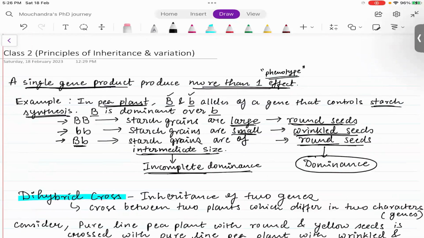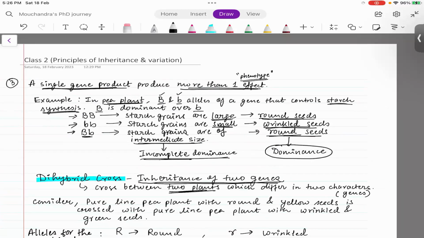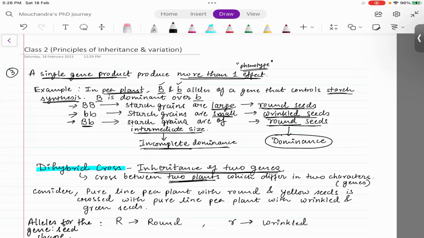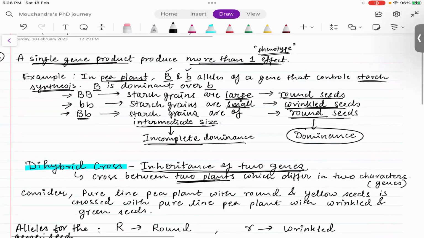A dihybrid cross deals with the inheritance of 2 genes. What happens? Mendel has taken 2 pea plants, and these 2 pea plants were completely the same, except for 2 characters. They differed in only 2 characters.